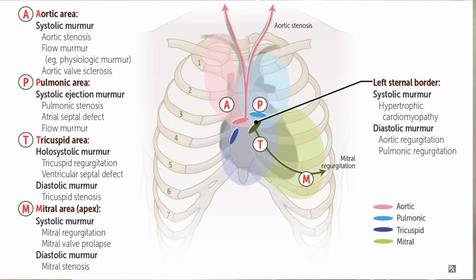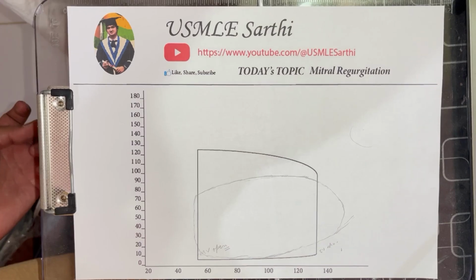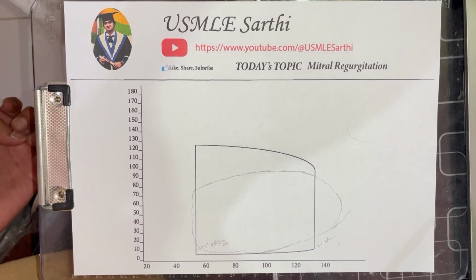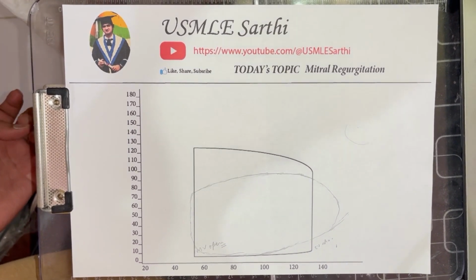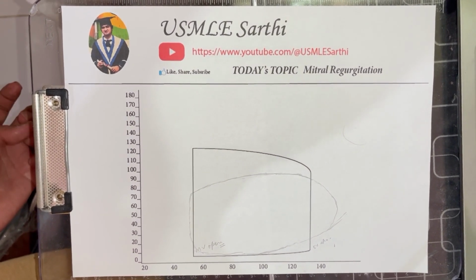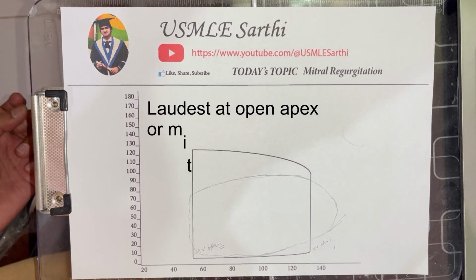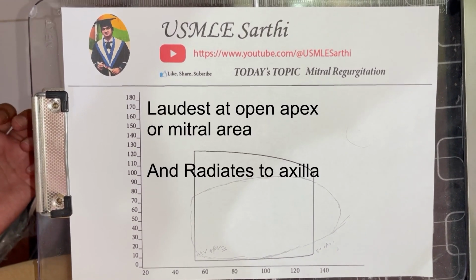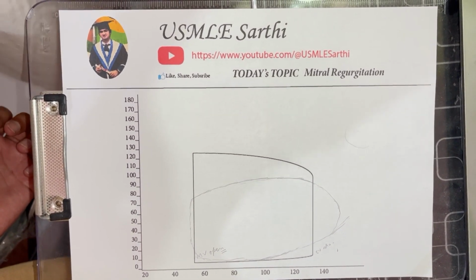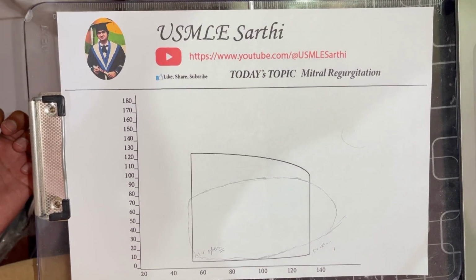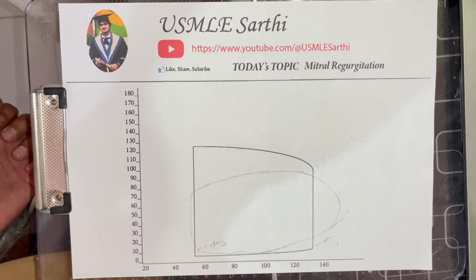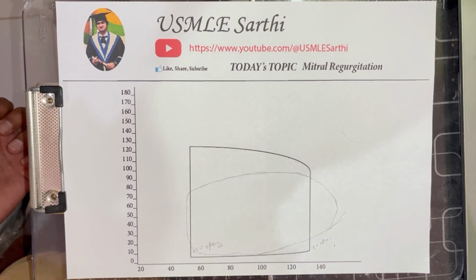And another thing you have to remember for USMLE, a one-liner exam point, is the radiation of the murmur, where the sound radiates. The mitral regurgitation murmur radiates towards the axilla. Here I will add something: in aortic stenosis the murmur radiates towards the carotid. Now we will move towards the causes.